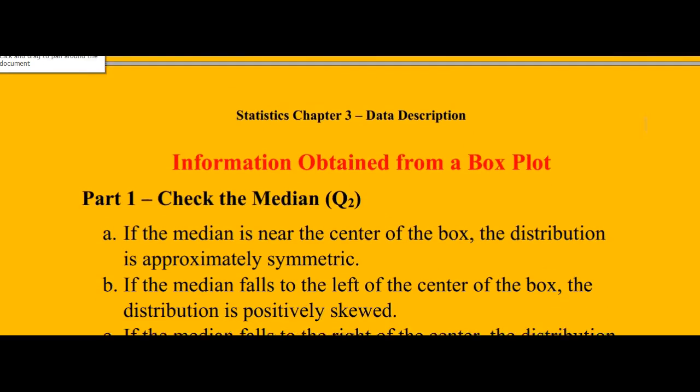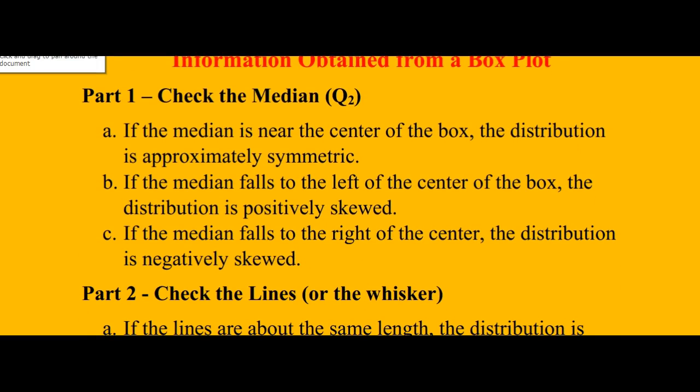Okay, and here I just gave some of the things to check. Check the median. If the median is near the center of the box, the distribution is approximately symmetric. If it falls to the left, the box is positively skewed. Positively means it is skewed to the right, where we see positive numbers on the right side of the number line. And if the median falls to the right, that means there is more dispersion on the left, so it is negatively skewed to the left.